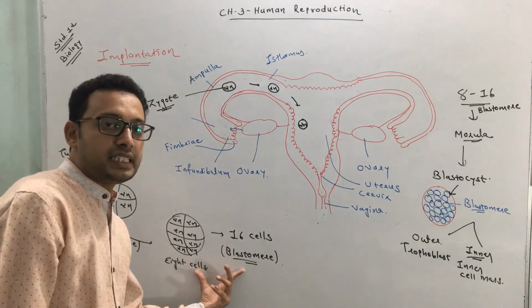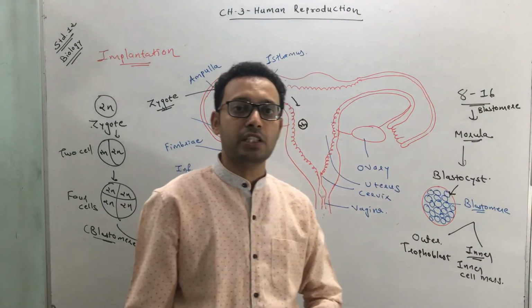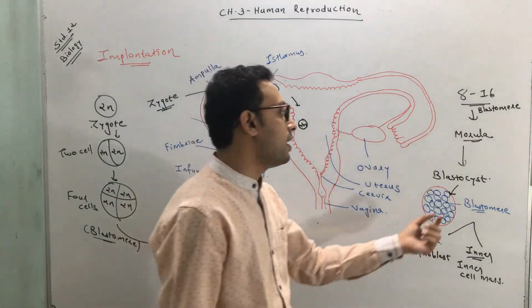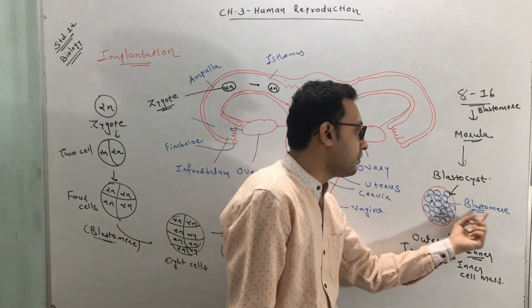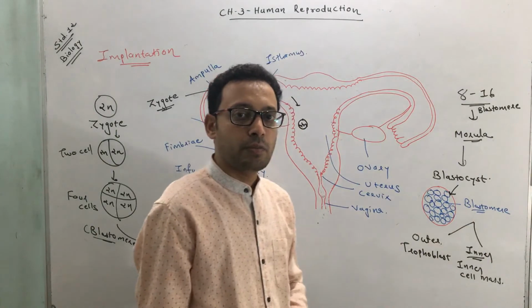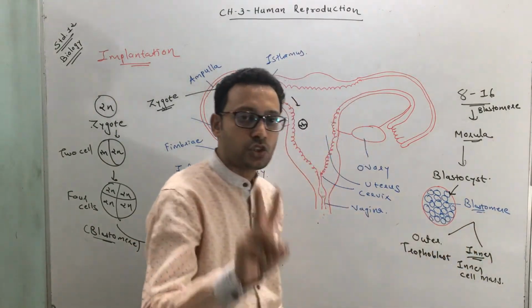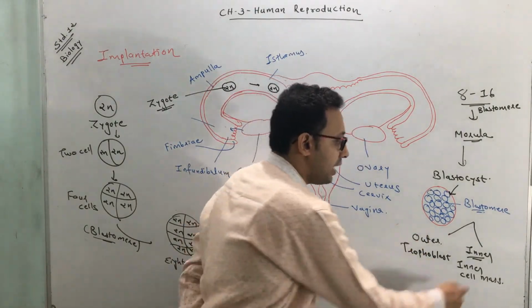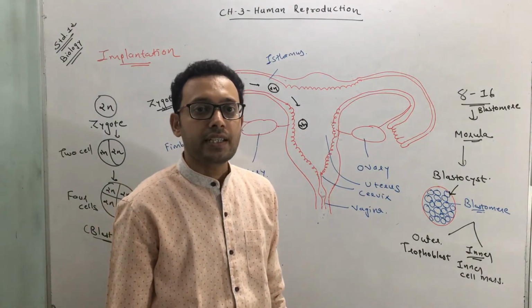Now what is the name of this 8 to 16 cell blastomere group? That's called a morula. This morula also continues dividing and converts to a blastocyst. So the blastocyst contains lots of cells, which we call blastomeres. These cells are now arranged into 2 layers. The outer layer is called the trophoblast, and the inner one is called the inner cell mass.